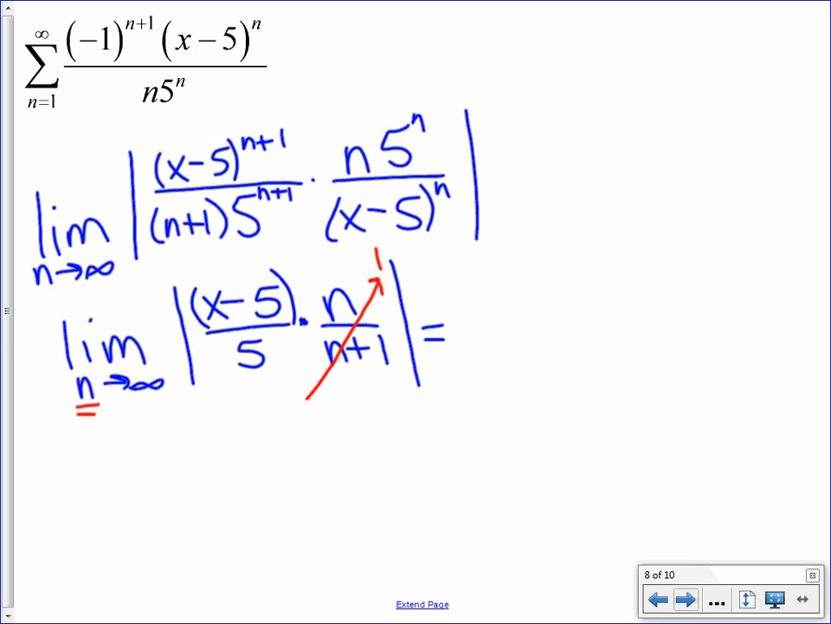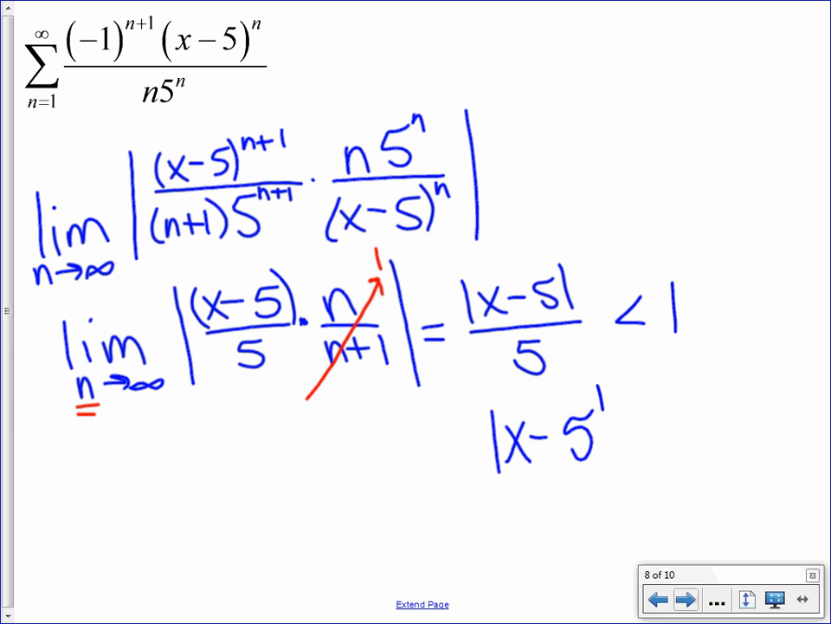So we have the absolute value of x minus 5 over 5. And we want this to be less than 1, which means we want the absolute value of x minus 5 to be less than 5. What is our radius of convergence? 5. You should end with x minus c right here. Okay? Stop at x minus c. There is your radius of convergence. So radius is 5.